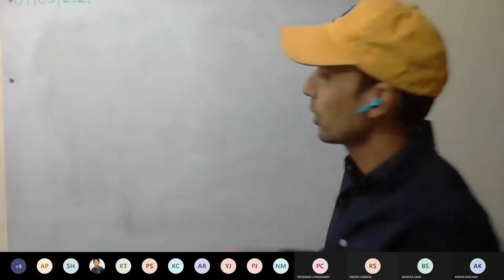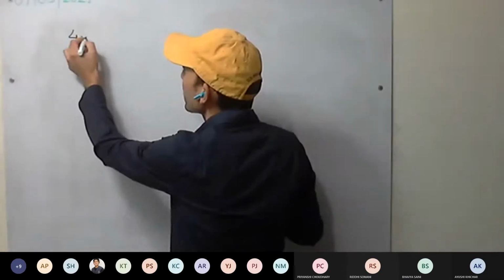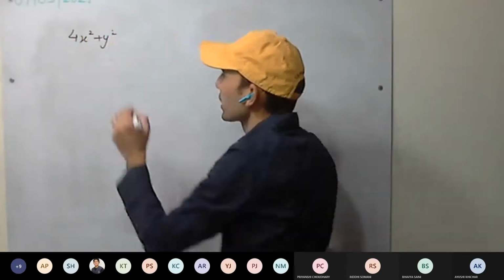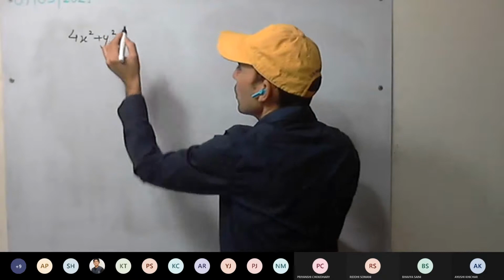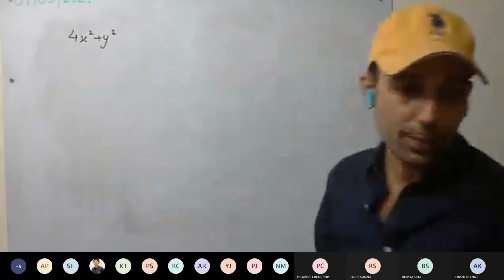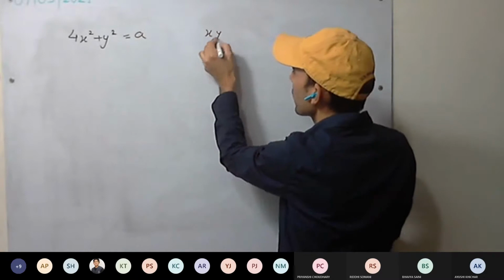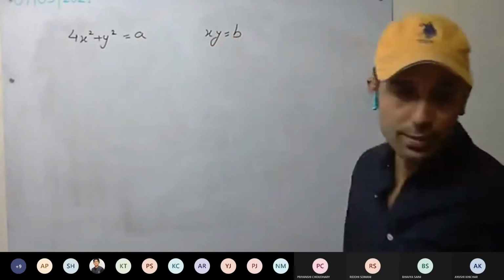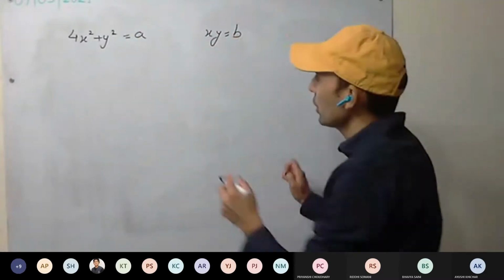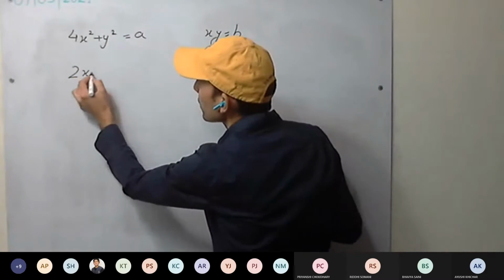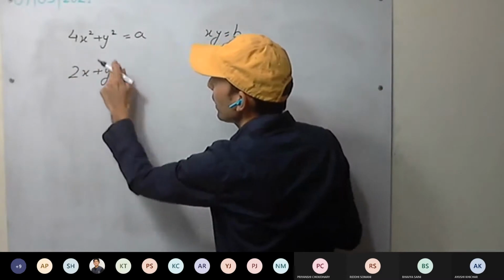Okay, the given question is: 4x² + y² = a. This is given, and xy = b. We have to find the value of 2x + y. Can you see any relation?